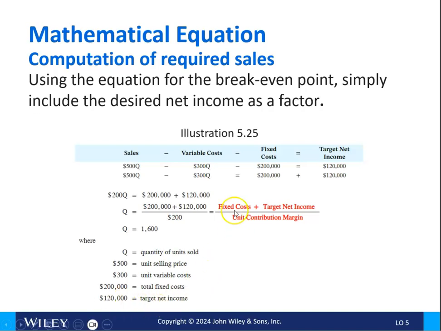So again, this is very similar to break even, where we had fixed cost divided by unit contribution. Because our target net income in a break even analysis is 0, we just ignored that. Now we just add that target net income that we want to achieve, and we can see what the quantity is that we need to sell to get that target net income.